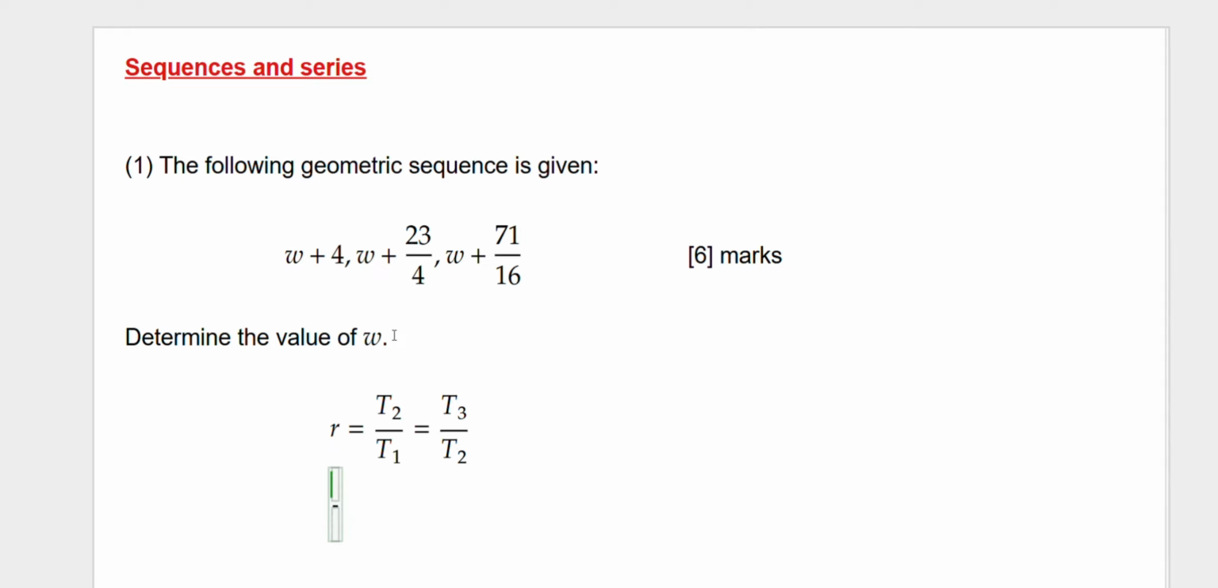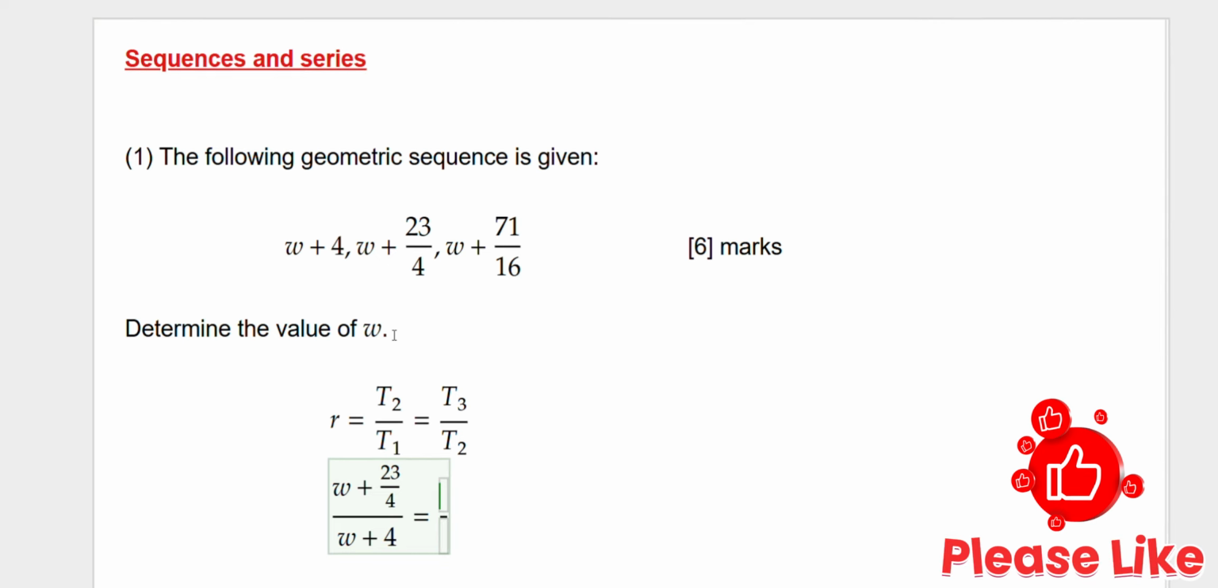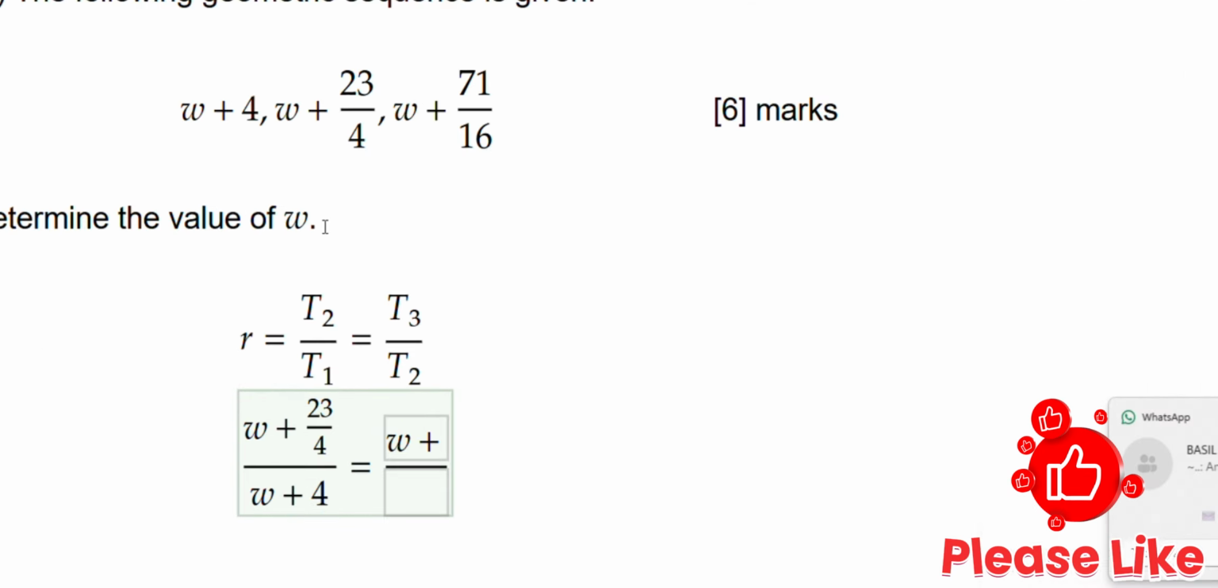T2 being W plus 23 over 4 and T1 being W plus 4. And we equate that to W plus 71 over 16 over W plus 23 over 4.